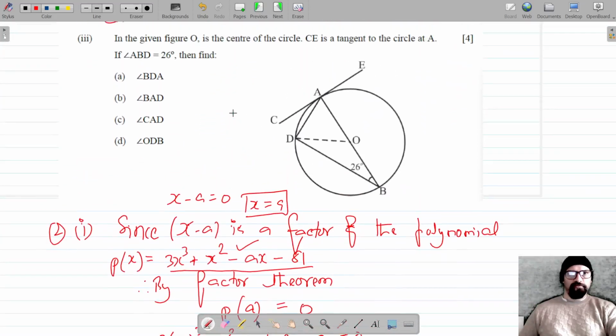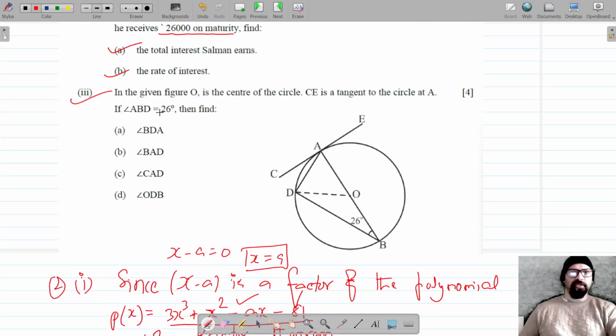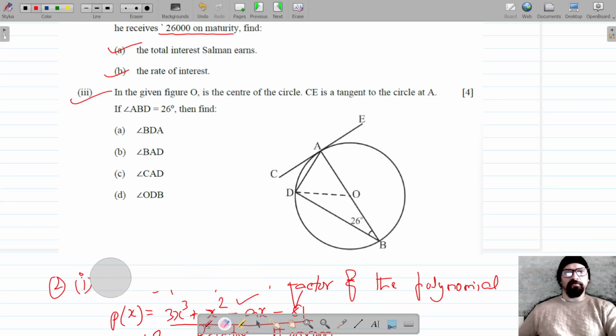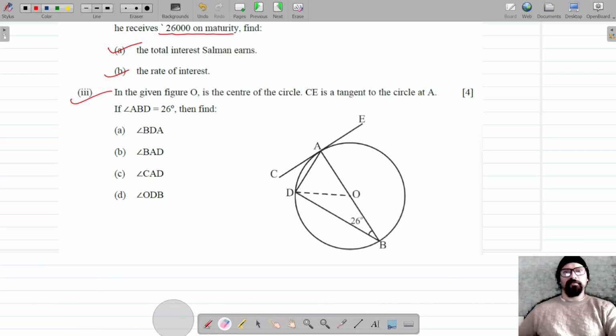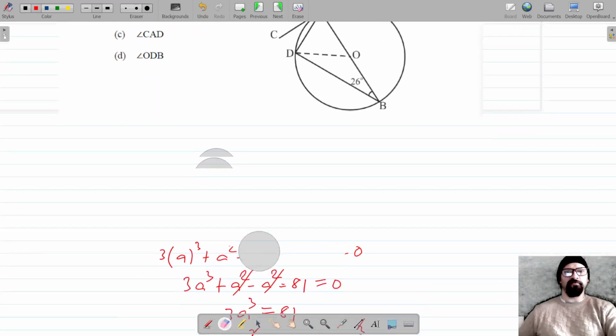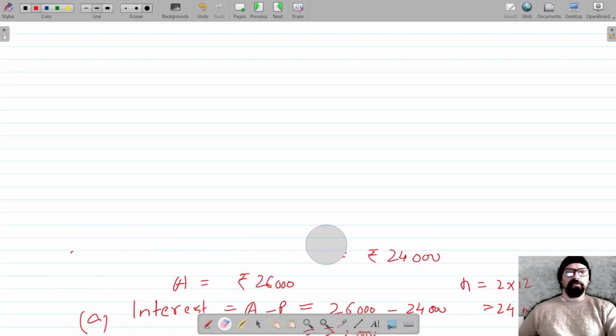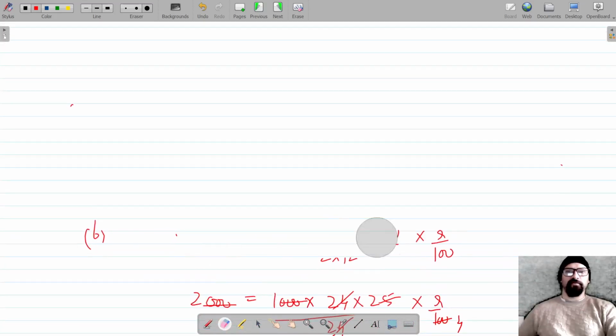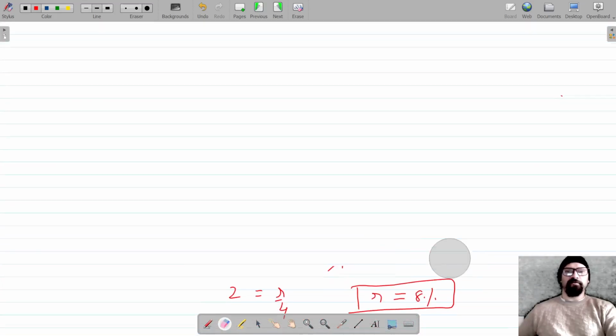Okay, let's move on to the third part. So in the given figure, O is the center of the circle. That means AB is the diameter, C is the tangent to the circle at A, and angle ABD is equal to 26 degrees. We have to find the given angles.